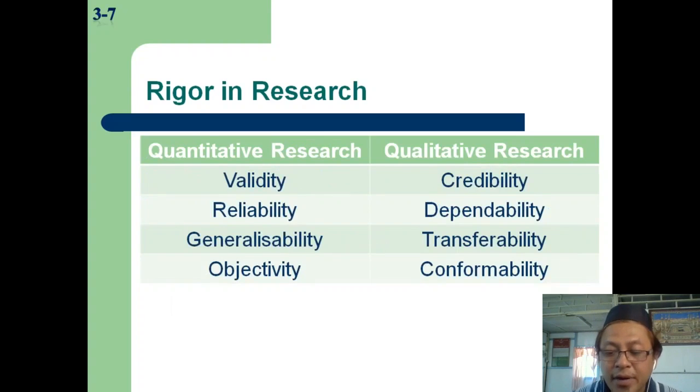acceptable. All right, so this is the comparison between quantitative and qualitative research. Validity is almost equivalent to credibility. Reliability is equivalent to dependability. Generalizability is almost equivalent to transferability. Objectivity is almost equivalent to confirmability. All right.